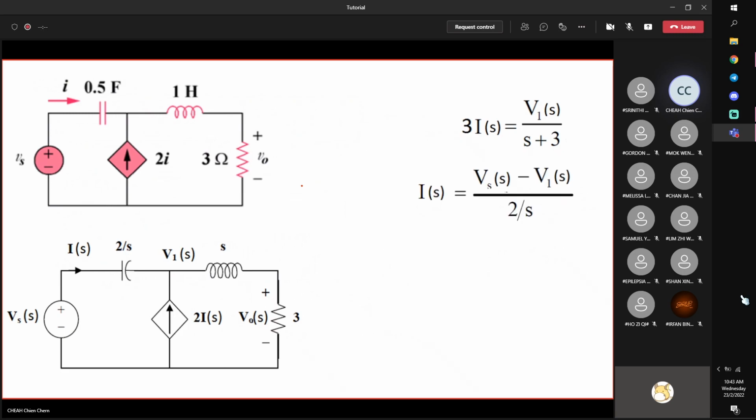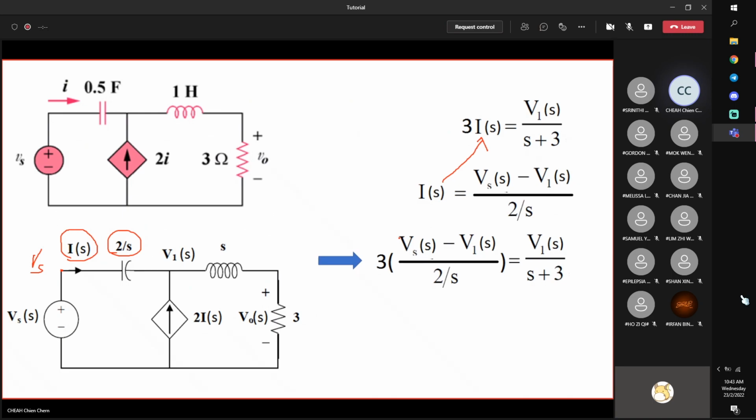Next, notice that Is is here. Is is actually Vs minus V1, the voltage across the capacitor, divided by the impedance. Impedance is 2 over S. So you get a current, Is. Then you substitute this into here. You get an equation with only V1 and Vs. That means that from here I know how V1 is related to my Vs.